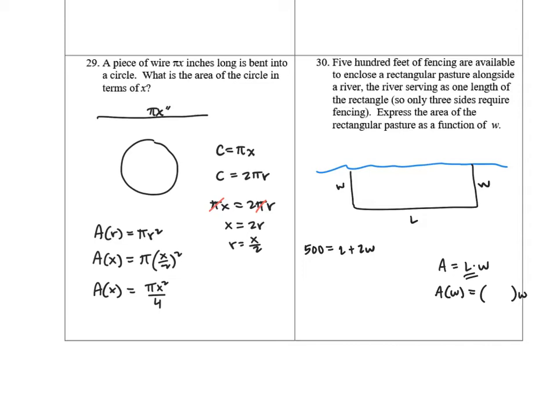So I'm going to solve for L. L would equal 500 minus 2W. Right, I just subtract 2W from both sides, and that's what L equals in terms of W. So I'm going to input 500 minus 2W, and the area of the pasture with respect to the width would be 500W, I'm just distributing, minus 2W squared. Excellent. Let's move on to the next slide.